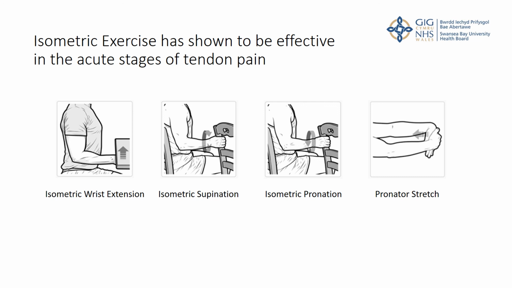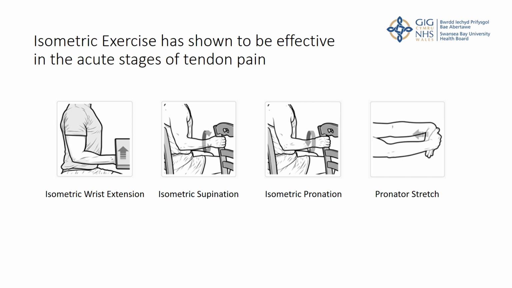Now, for all isometric exercises, a good starting point would be to complete 5 reps of 5 to 10 second holds twice a day. So you want to try to hold the contraction for 5 to 10 seconds and complete that 5 times, and try that twice a day. As these get easier, you can increase the number of repetitions and you can increase the amount of time you hold the contraction.